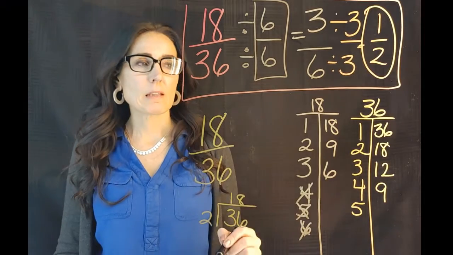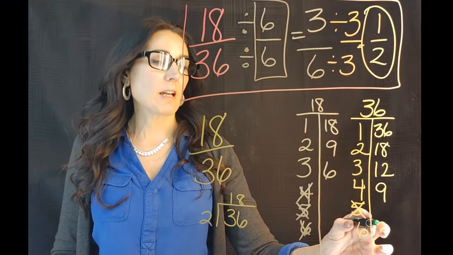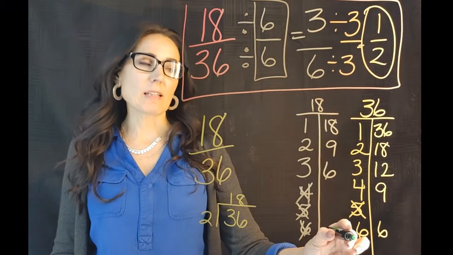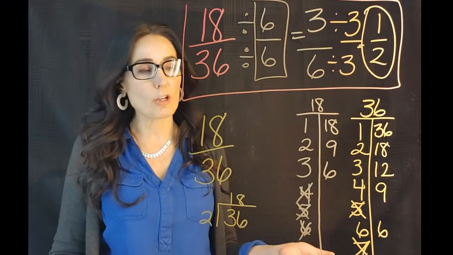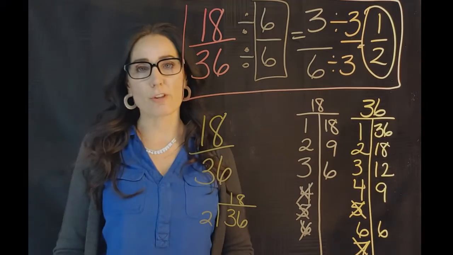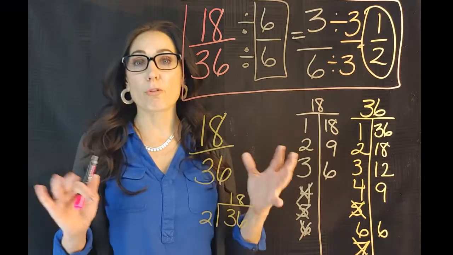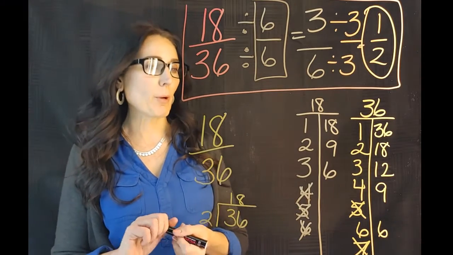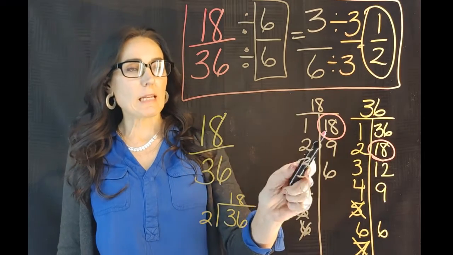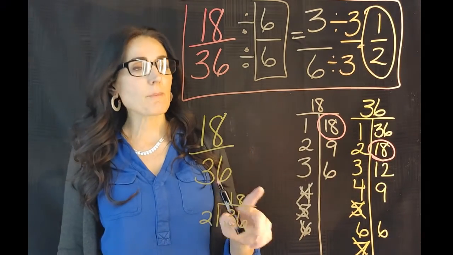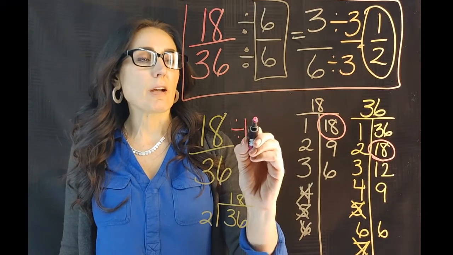5 does not go into 36. And then we have 6 times 6. And then we've got 7. 7 doesn't go, and neither does 8. So we wouldn't need any of those. So here are the factor pairs for 36. So then I'm looking for the number that is common in both, the greatest number, the largest number that's common in both. So that number would be 18. I can see that 18 goes into itself once, and 18 goes into 36 twice. So I could come over here and divide by 18.